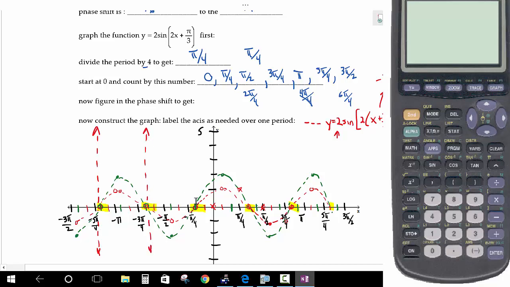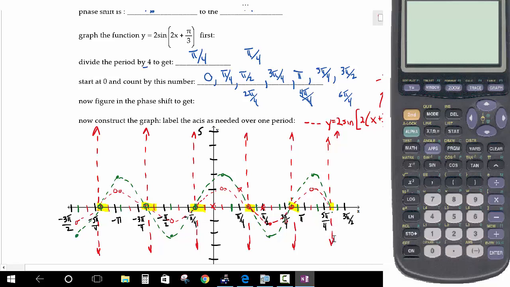Then I'll have another vertical asymptote here. Then I'm ready to sketch in, like this. So the midpoints are where your vertical asymptotes always are. Okay, so we got the asymptotes identified. Now the rest of it is just sketching in the wave then.